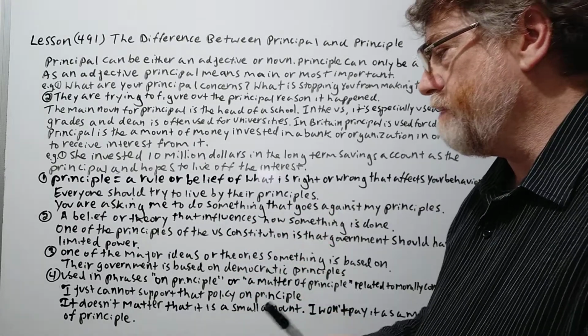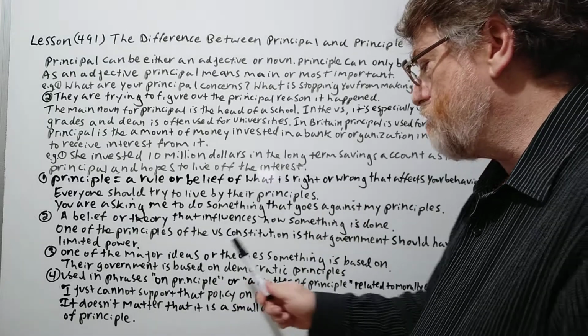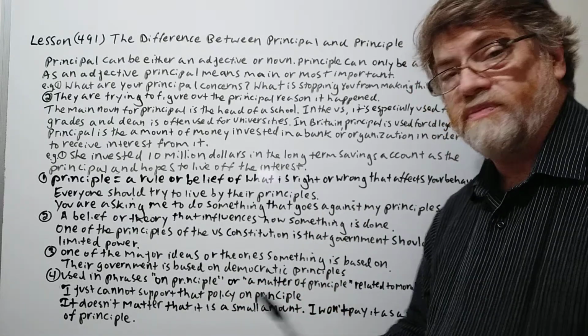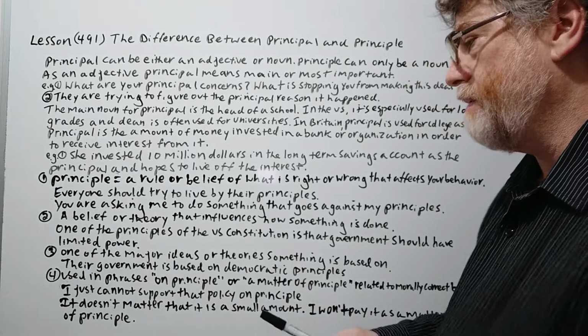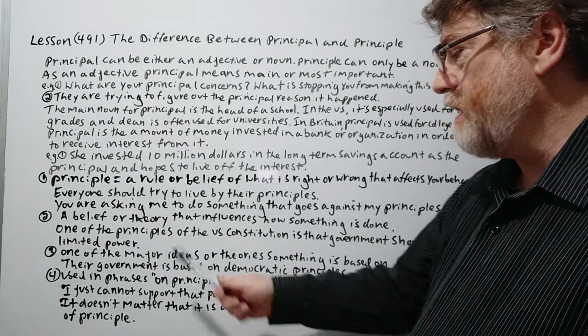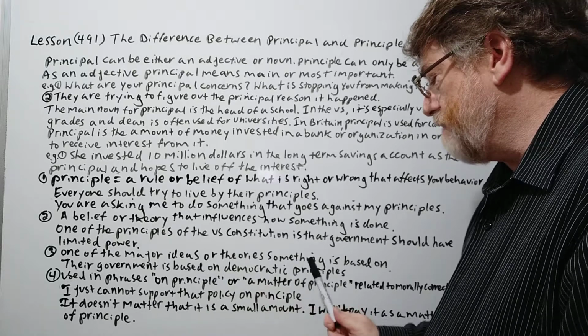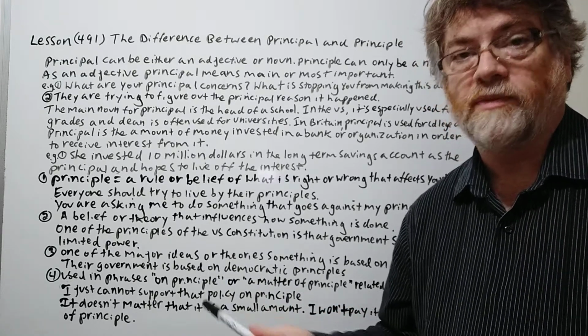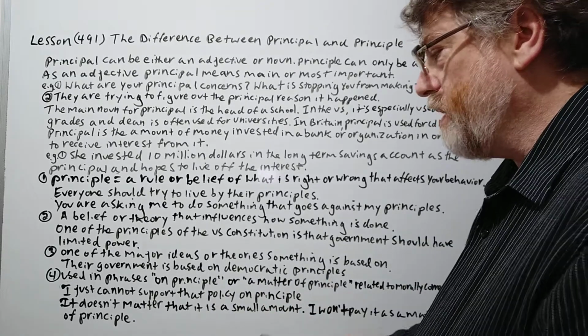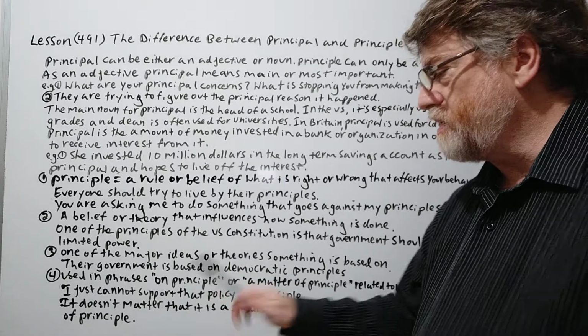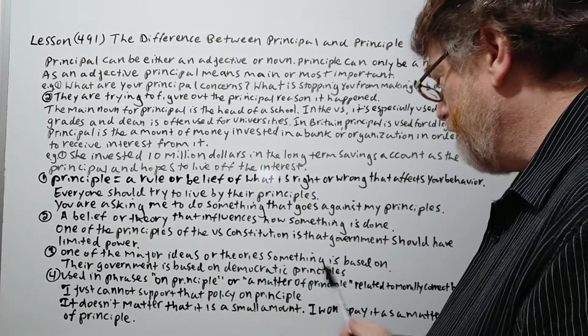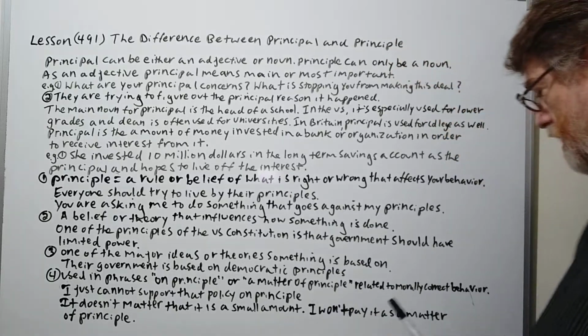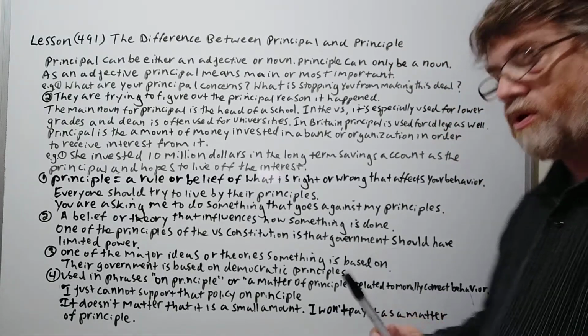Okay, number three here. One of the major ideas or theories something is based on. Okay. All right, here's an example. The government is based on democratic principles. Okay, very good. And number four here, used in phrases on principle or a matter of principle related to morally correct behavior.